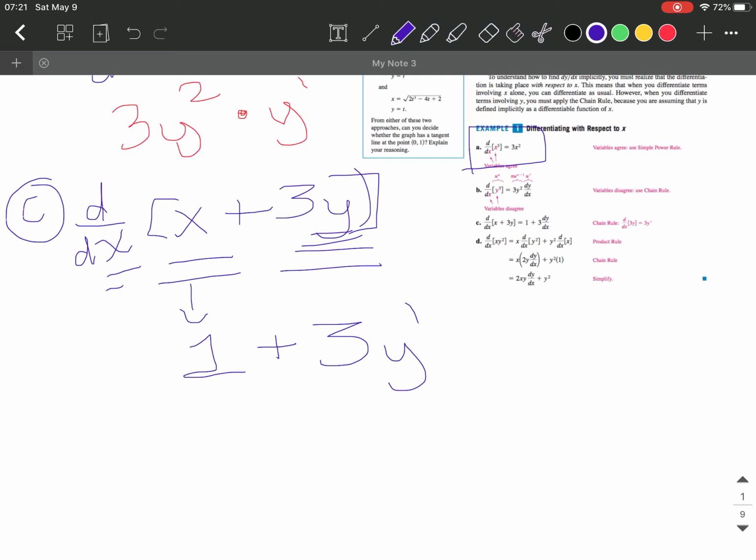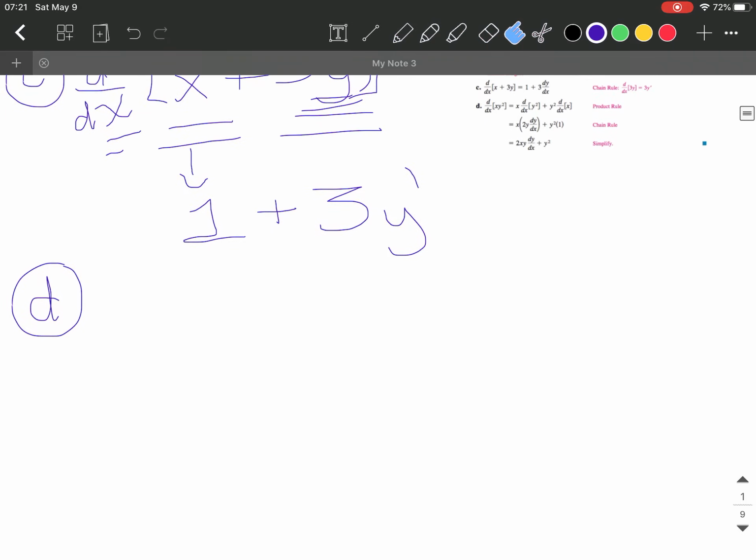And finally, letter D is the hard example. And the reason why is because we're going to be using the product rule. So before I get started with the last example in this, letter D, let me go over the product rule. The product rule is whenever you have two functions multiplied times each other.